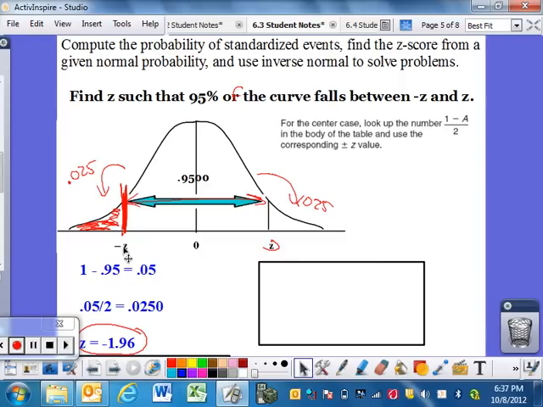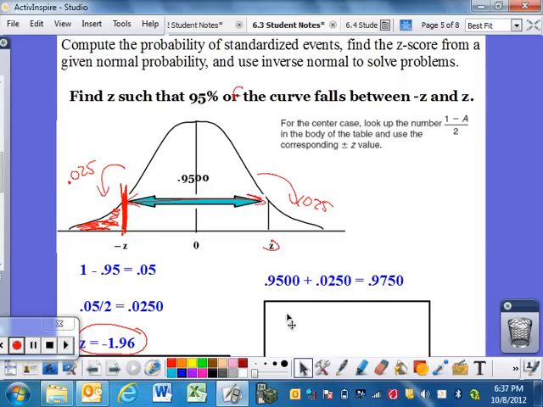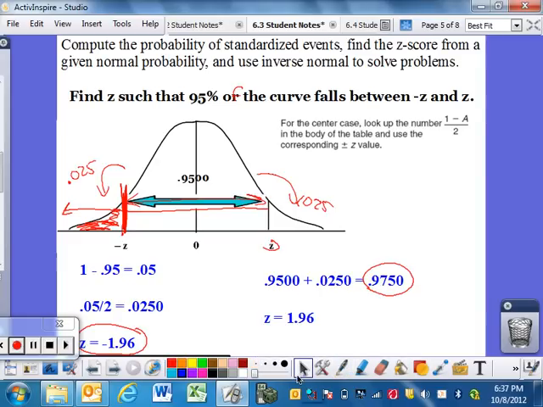If this one's negative 1.96, take a wild guess what this one would be on the right. I want 95% plus that 2.5%. Find the number 0.9750 in your table. It's the positive 1.96. So you do not have to look up both of them.